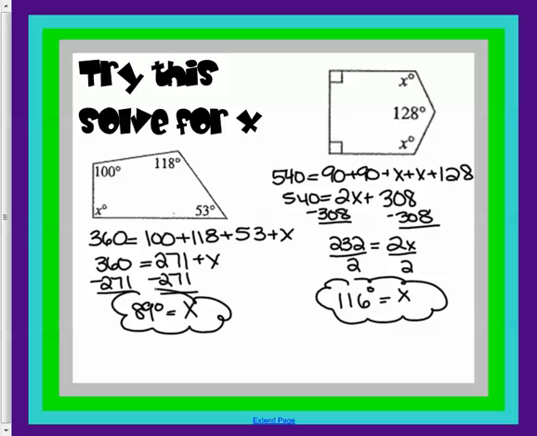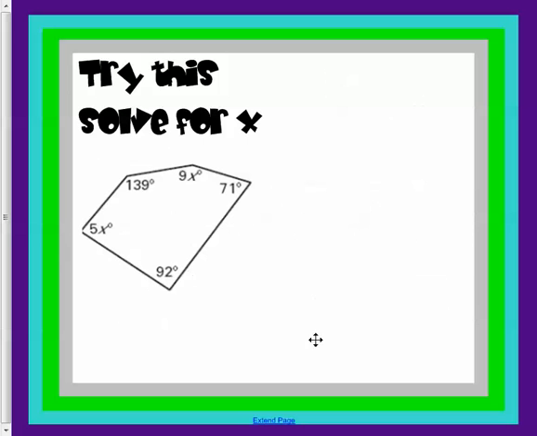Okay, let's try a couple more. Go ahead and try this one and solve for x. This is also an irregular pentagon, so go ahead and try it, and I'll be back in just a second to show you what I did. So we know that the pentagon is 540, so make sure that you have that, and then write all of your other angles. Then combine your like terms.